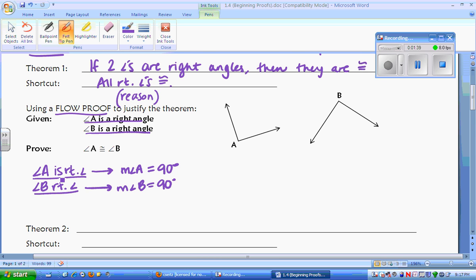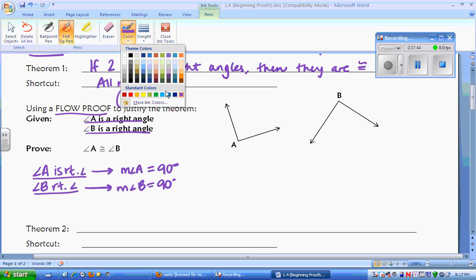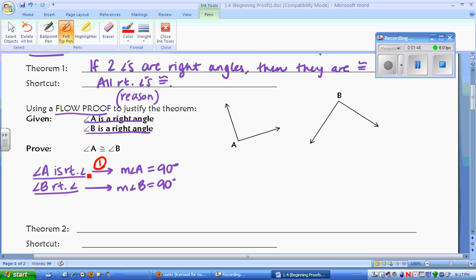Okay, so I can say because angle A is right, we know it's 90 degrees. Now there needs to be a reason for everything I say in the proof. So how do I know that a right angle is 90 degrees? Because of the definition of a right angle. Okay, now these two reasons are the same, so I'm going to put a 1 twice. Okay, now because I know that they're both 90, I'm going to say that the measure of angle A is equal to the measure of angle B.